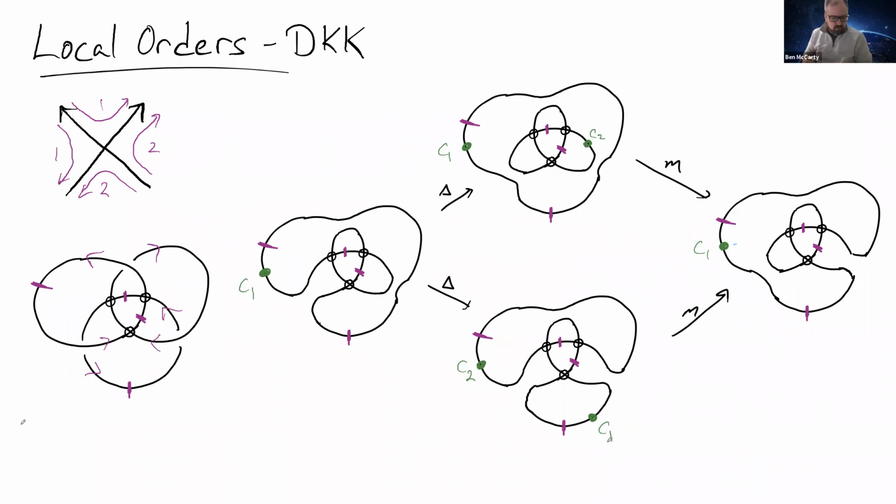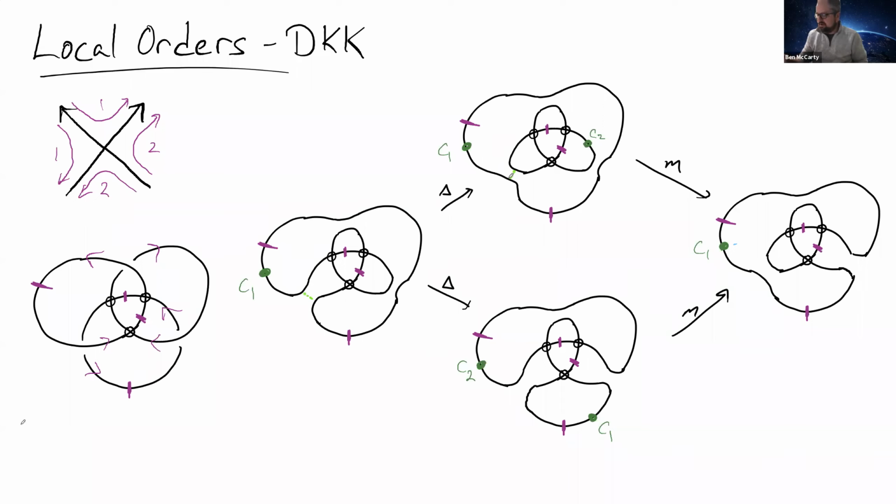Now, the way this is going to work is, well, here, let's look at this first state that I have, where I only have a single circle, a single loop. This delta map that goes up and to the right goes to a state with two loops by changing this crossing, this smoothing, from an A to a B.